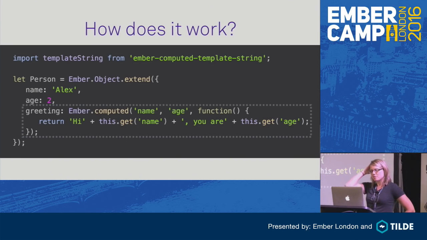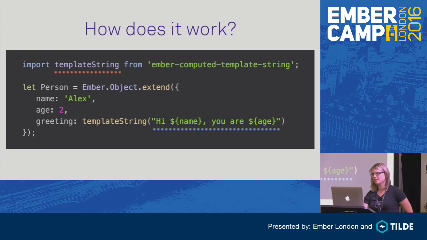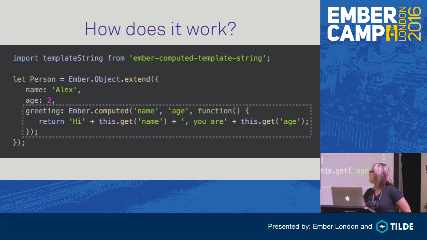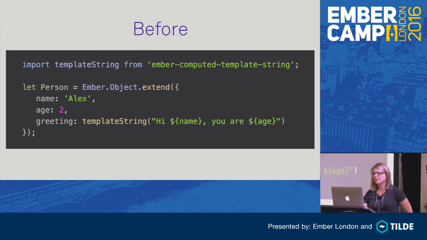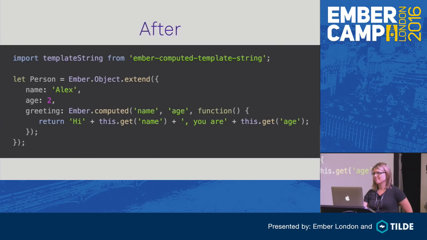So we're using Babel transformations in this Ember add-on to actually replace the abstract syntax tree of the code with the newly returned function. In this case, the computed property greeting will be replaced by this new function, the return function from the parser, which is the canonical example, as you see. So before, we have a one-liner here, the template string. Afterwards, the canonical example, as we all know.